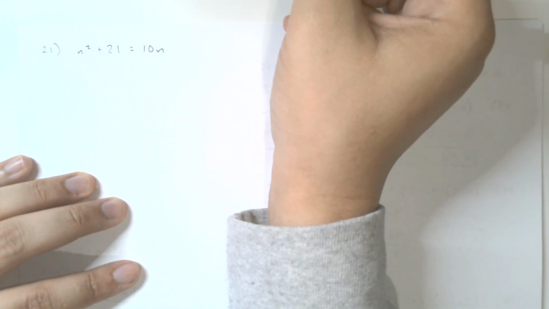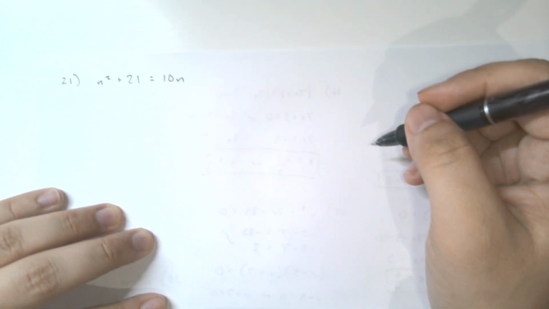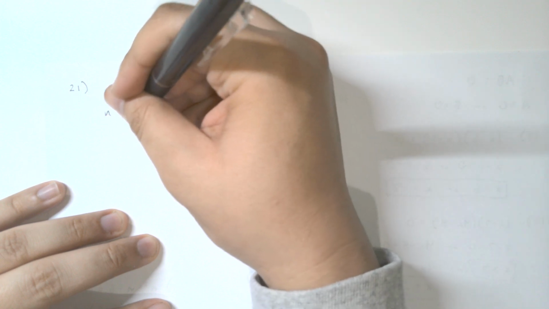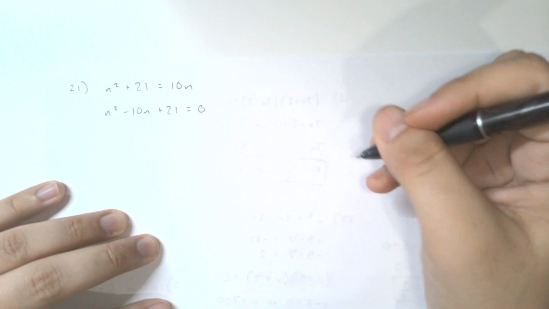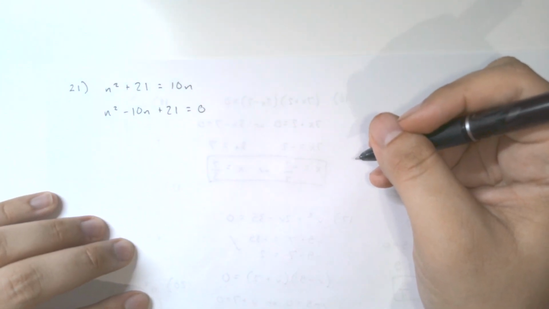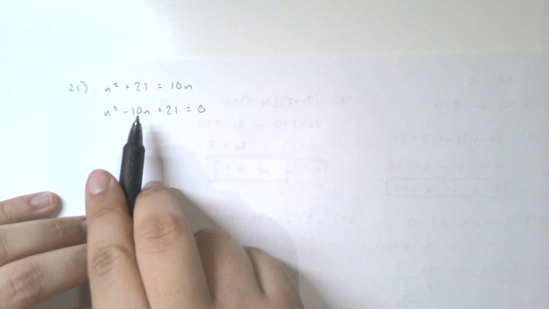So moving 10n over to the other side, we have n squared minus 10n plus 21 is equal to 0. And now this is in a form that we can factor, a familiar form. We try to find two numbers that multiply to 21, but add up to negative 10.